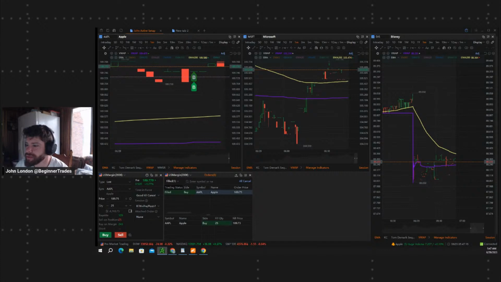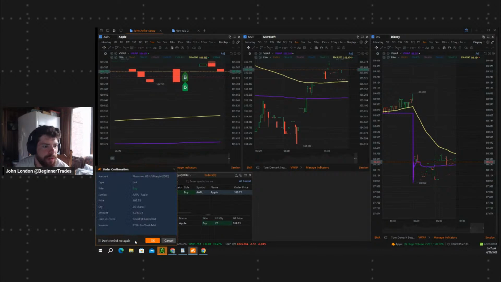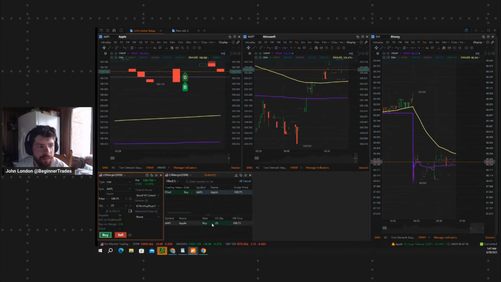All right, so we're green now on the Apple trade we got into. Small, but green. We could add a little bit more. I'm gonna add a little bit more. Hey, it has the same notification as TOS. Yeah, we're really gonna have some fun with the options today on Moomoo.